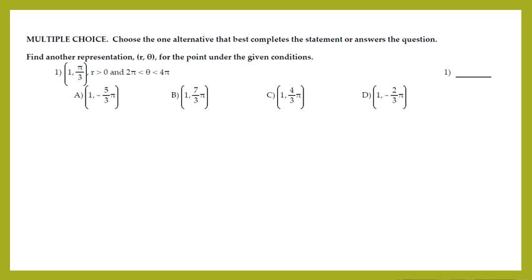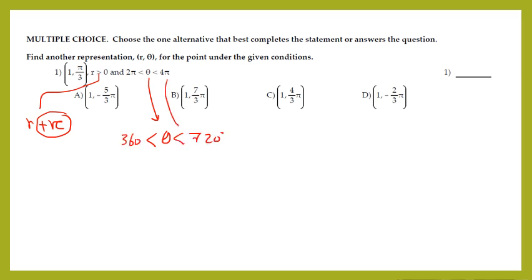Regarding the first question, Bismillahirrahmanirrahim, he wants to find another representation for the angle, where r is greater than 0. It means r is a positive value. And the angle should be between 2 pi and 4 pi. 2 pi is 2 multiplied by 180, which is 360, and 4 pi is 720. So the angle should be between them.